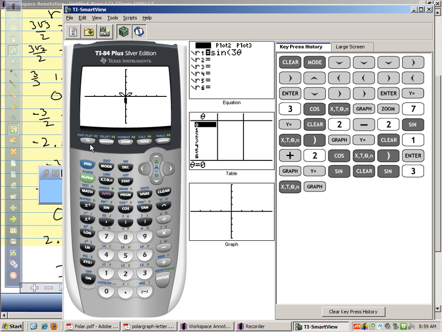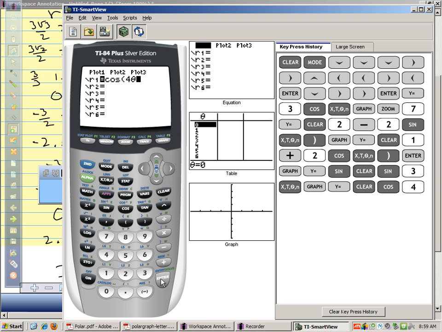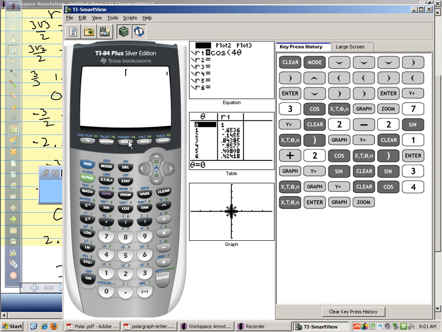If we graph y equals cosine, let's do cosine of 4 theta, and we want to graph that one. There's another rose curve, but it has more petals. Let's zoom in a little bit. So there's our rose curve. Did we do 2 or 4? 4 theta. So this is another rose curve. So we get all kinds of interesting graphs.